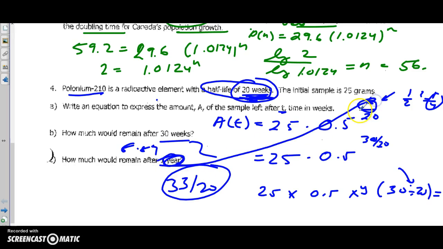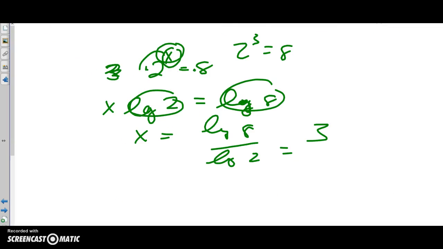And you go ahead and try this on your own. Here, sub in 52, figure out how to get it on your calculator. So 25 times 0.5, to the power of 52 divided by 20, and you end up with about 4.1 grams, or 4.12 grams. Okay, so that's that. Let's keep going. I know this is long, but we're going to whip through this.